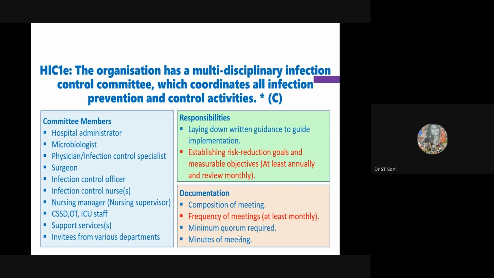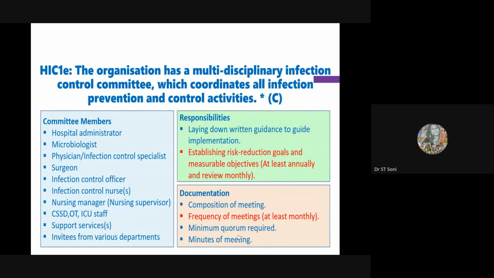The committee lays down the guidance for implementation, and establishes the risk reduction goals and measurable objectives at least annually, reviewing them monthly. The frequency of the meeting should be at least monthly, with a minimum quorum, and the minutes of the meeting have to be documented.